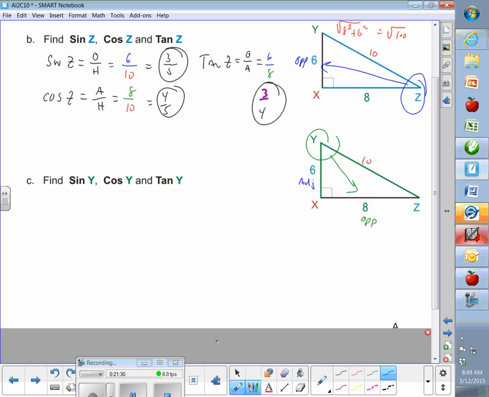But hey, you want to go a little quicker? The sine y is exactly the same as what? Cosine of angle z. What was the cosine of z? 4/5. Right? Now again, you can do opposite over hypotenuse. What's the opposite of angle y? 8. What's the hypotenuse? 10. What is 8/10 reduced to? 4/5.